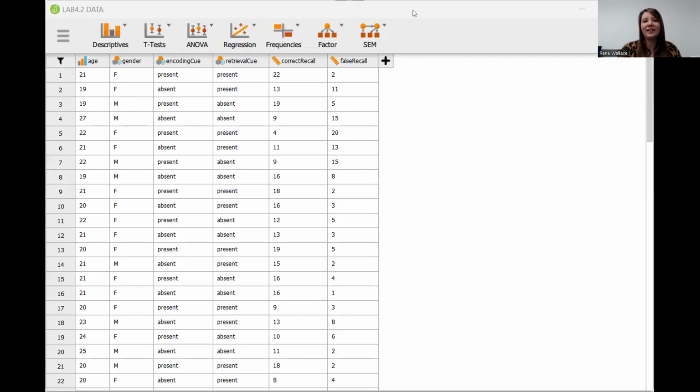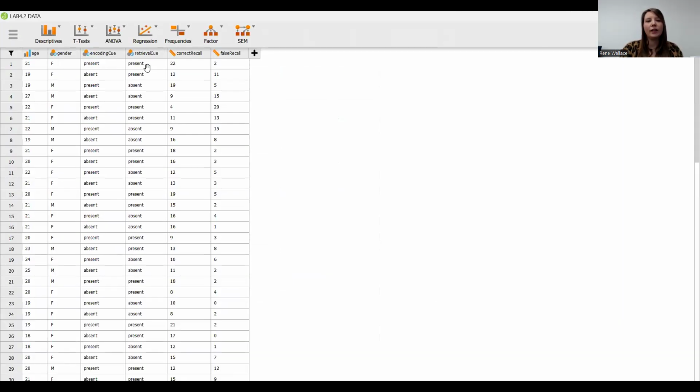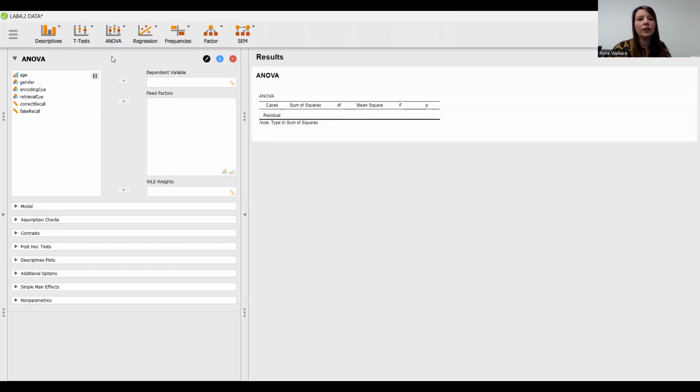All right. So age, gender, encoding cue, retrieval cue, correct recall, false recall. So what are we going to do? We're going to do the factorial design ANOVA right here, right? So you've got some options: ANOVA, repeated measures, ANCOVA, MANOVA. We just want a regular old ANOVA, 2x2 factorial design.